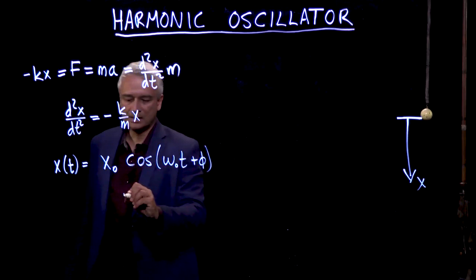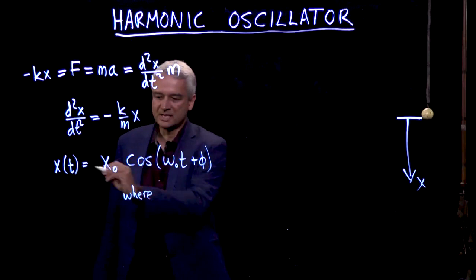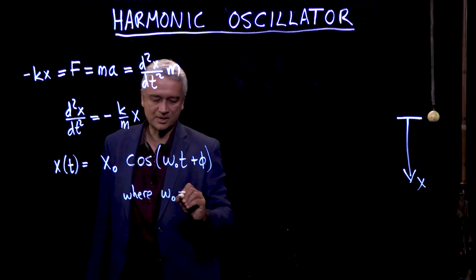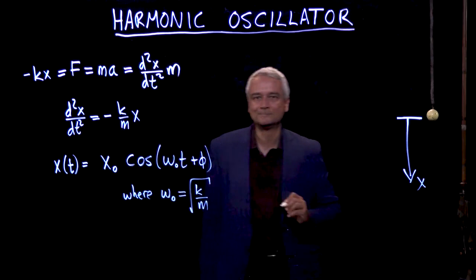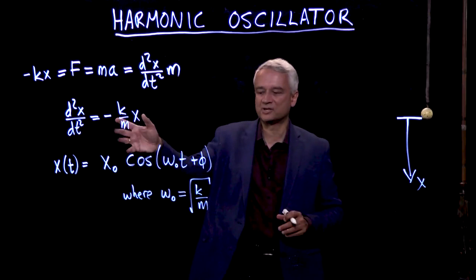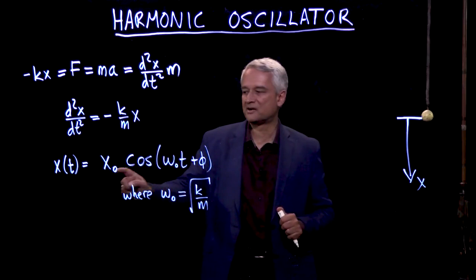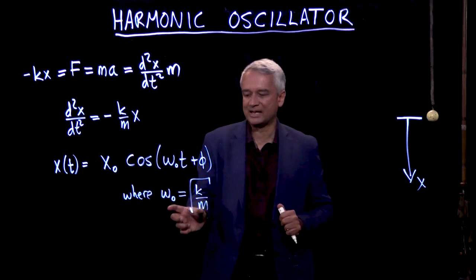This function is a solution of the differential equation only if you pick the right value of omega. You have to choose omega to be the square root of k over m. And this function is a solution to this differential equation if I make this choice for omega naught, and I can pick any x naught and any phi. x naught and phi are arbitrary constants. I have to describe their role in a second. But I have to choose omega naught to be the square root of k over m.